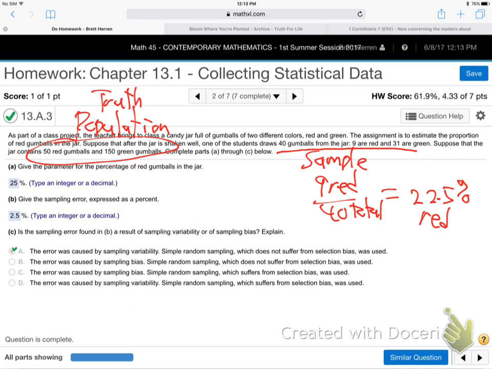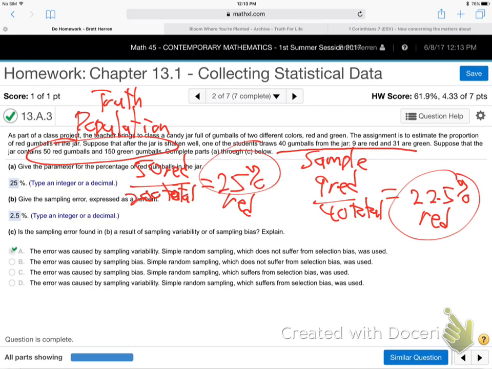50 are red out of 200 total, right? Which comes out to be 25%. So the truth is 25% of the entire jar is red, and 22.5% of our sample came out red. So there's an error there. If we predicted, based on our sample, that about 22.5% of the jar is going to be red, because that's what happened in our sample, the reality is 25%. It's pretty close, you know. 25% of the entire jar is red.